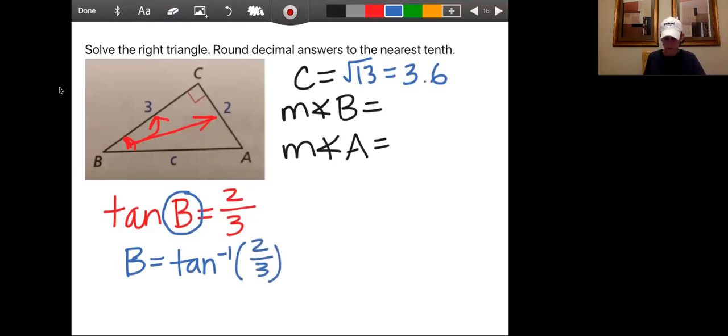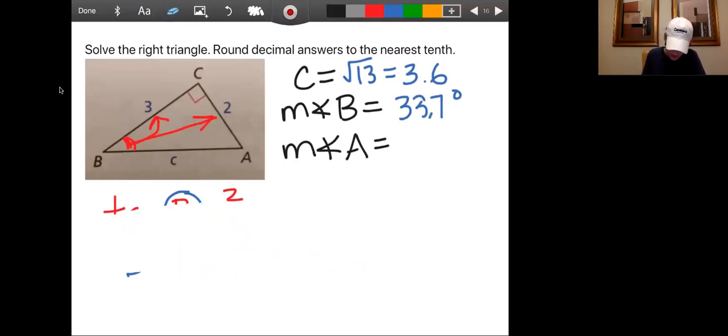Now let's forget that little 1. That says angle B equals the inverse tangent of 2 divided by 3. And so we use the second button. That gives us inverse tangent, 2 divided by 3, close parenthesis, enter. And we get 33.69, which rounds to 33.7. All right, so that's angle B, 33.7 degrees.